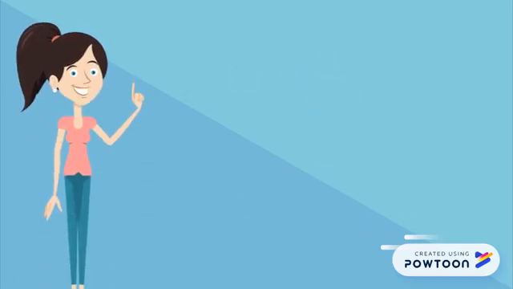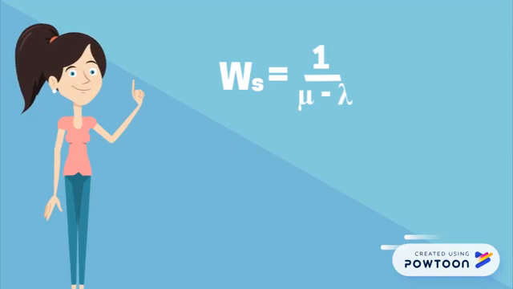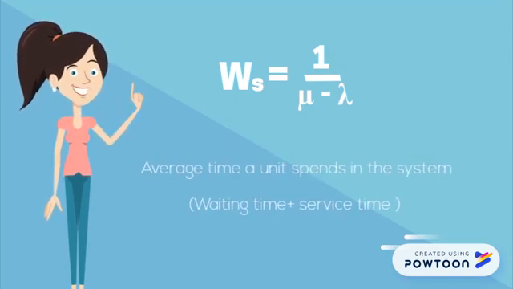The second one being WS, which is equal to 1 over mu minus lambda. This formula denotes the average time a unit spends in the system. This time consists of both service time and waiting time.